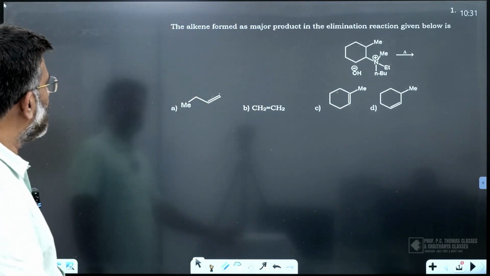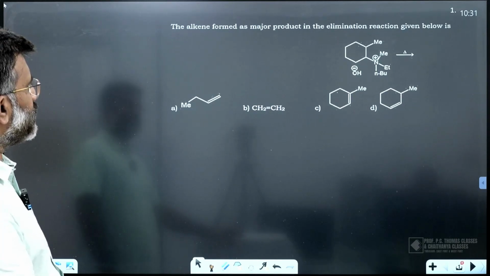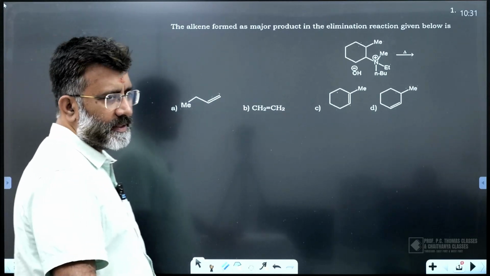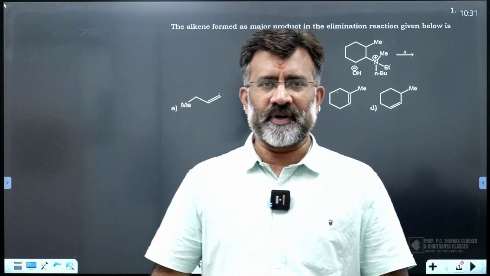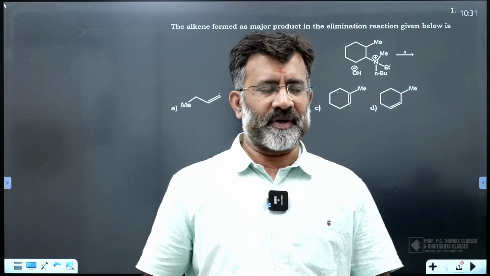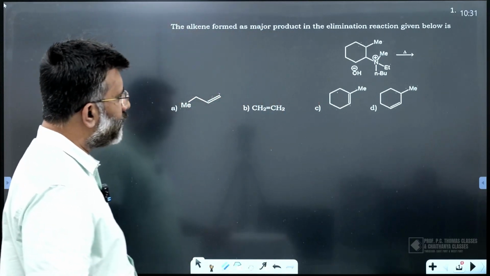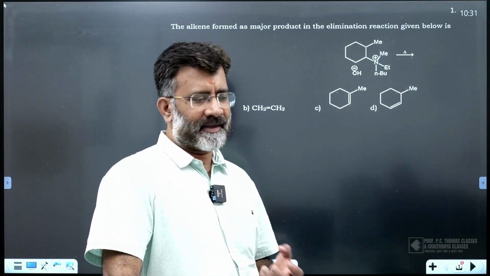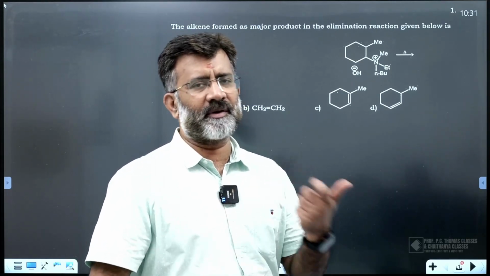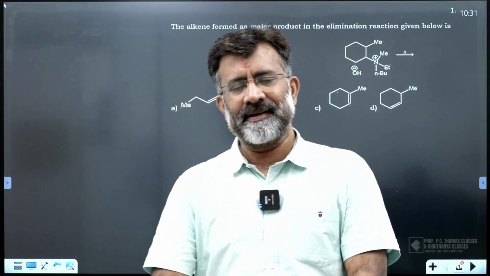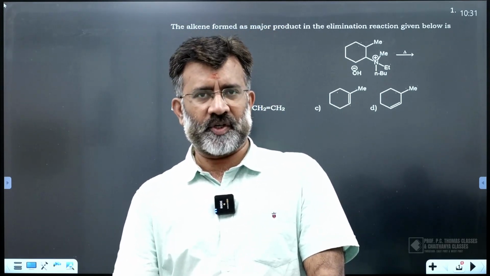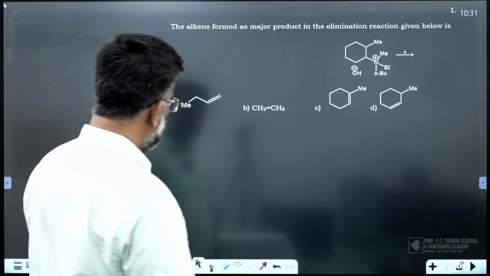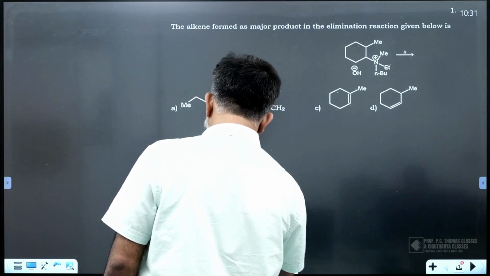First one: the alkene formed as major product in the elimination reaction given below. You can see a quaternary amine is given, which upon heating undergoes elimination, and that elimination all of you are very much familiar with. It is in fact not in the syllabus, but many of you have definitely studied it. It is called Hofmann's elimination. So when there is Hofmann's elimination, what are the possibilities?